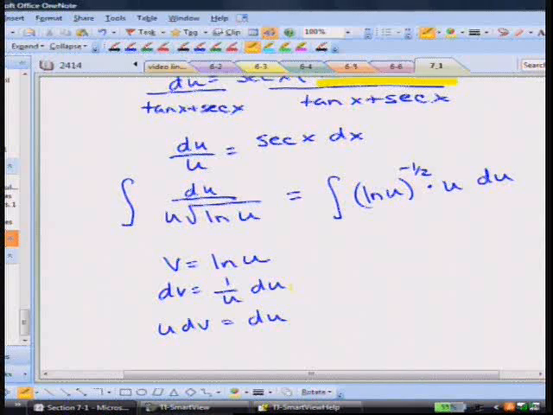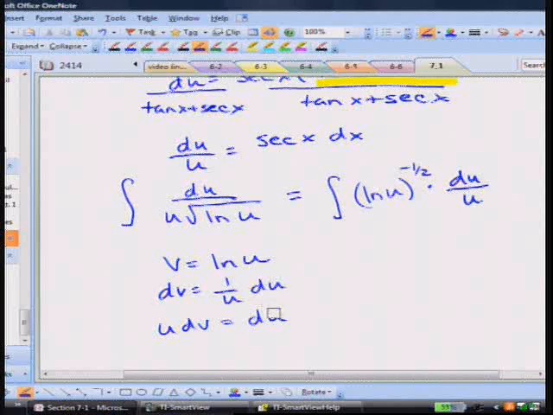I turned the recording off because my brain wasn't working. The mistake that I made was right at this step right here. I put this to the -1/2 power, but this u is still in the denominator, so that's still du over u. I'm sorry, right?